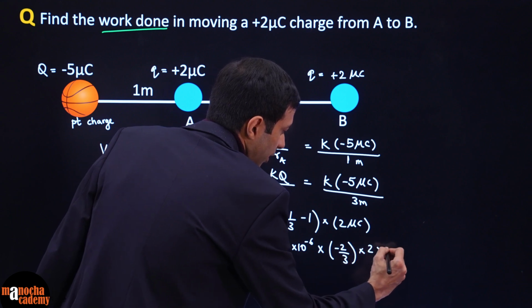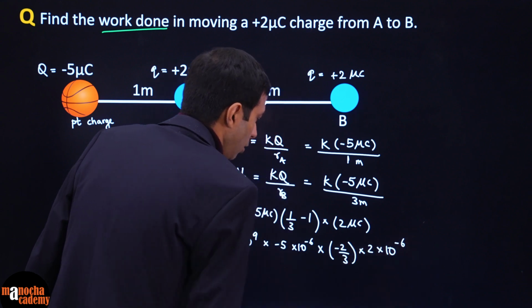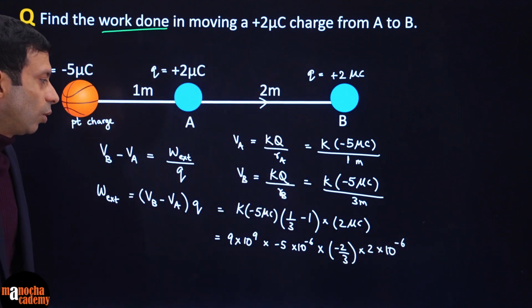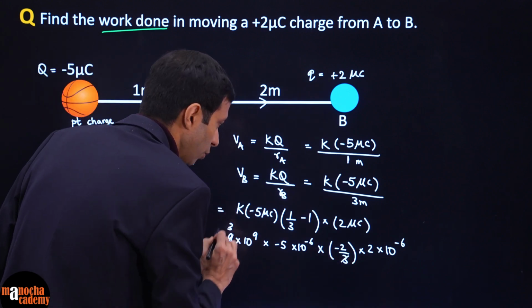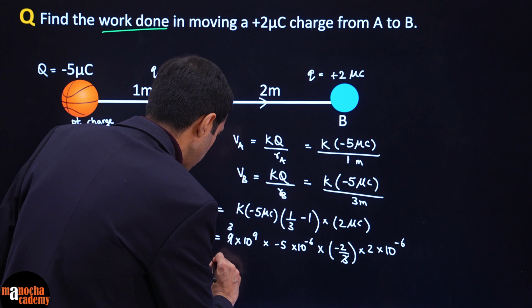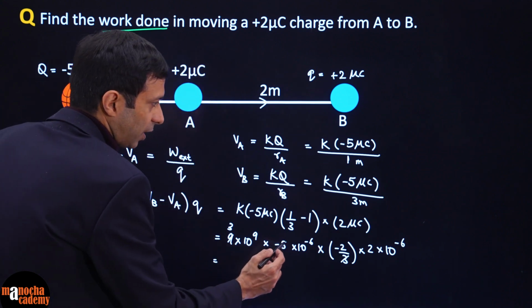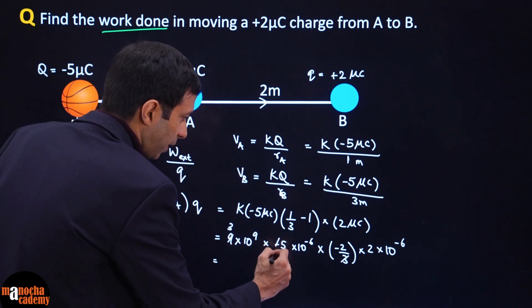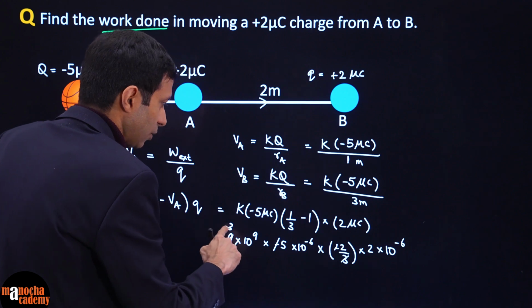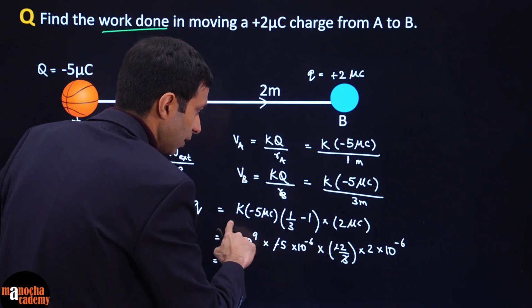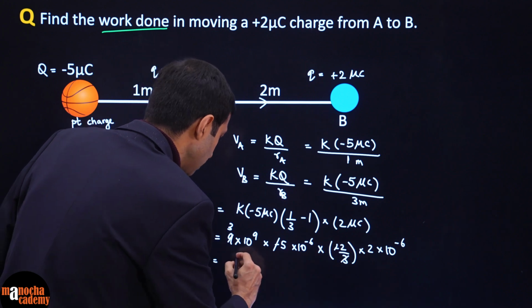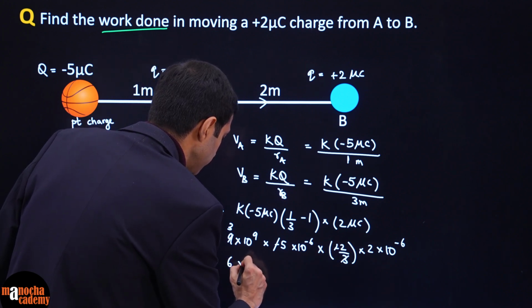Times 2 times 10 to the power minus 6. Okay, so go ahead and do all those calculations over here. So 3 and 9 will cancel, so we have a 3 over here. And what are we left with? So what are the numbers we are left with? The minus will cancel. So I'm getting a 5 and 2 will give me a 10. And there's a 3 and 2 will give me a 6. So I've got a 6 here.